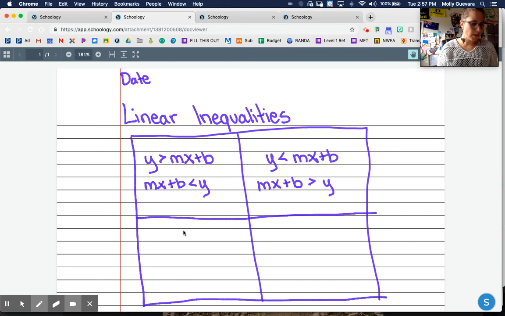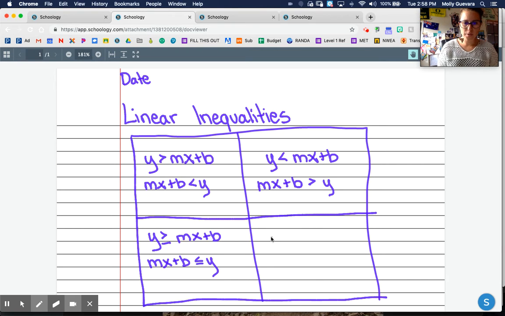In the bottom left here, we're going to look at what if my inequality is in the form of y is greater than or equal to mx plus b. And same thing, if the mx plus b is on the left, you just need to make sure that the alligator is eating the y.